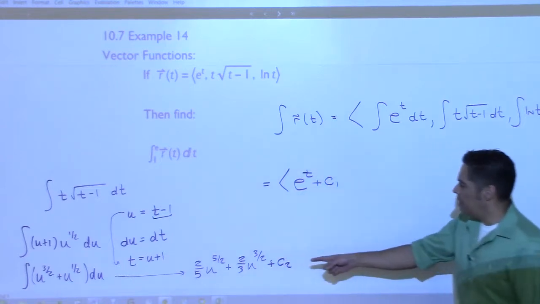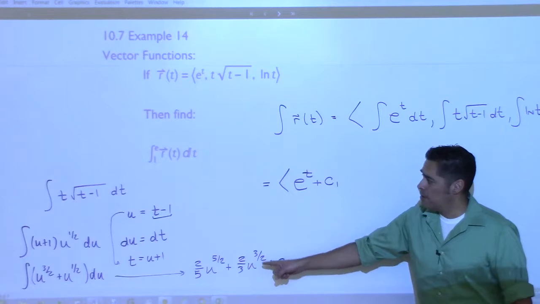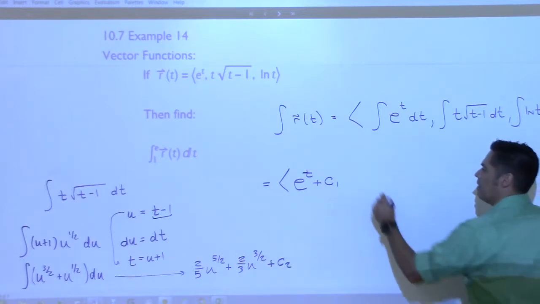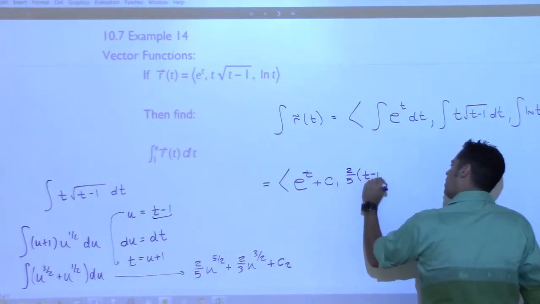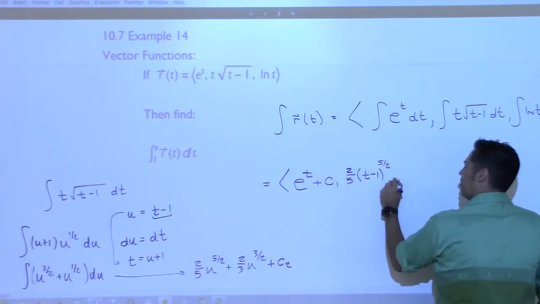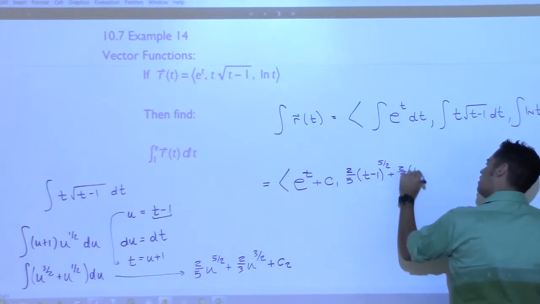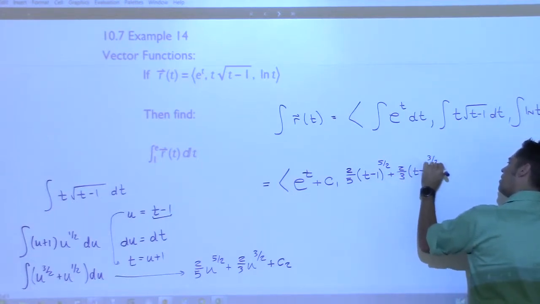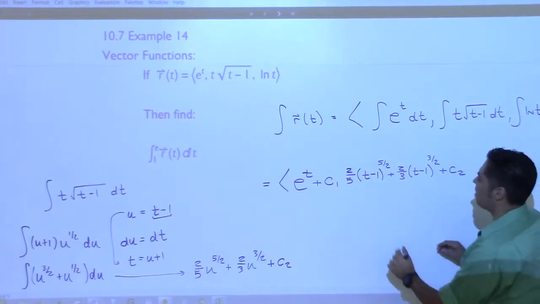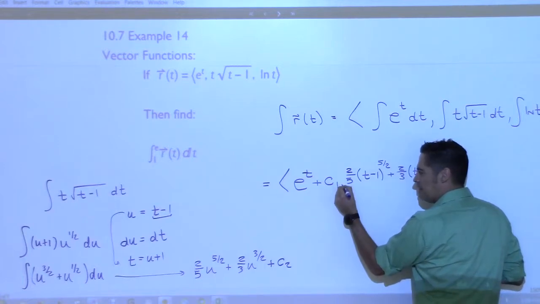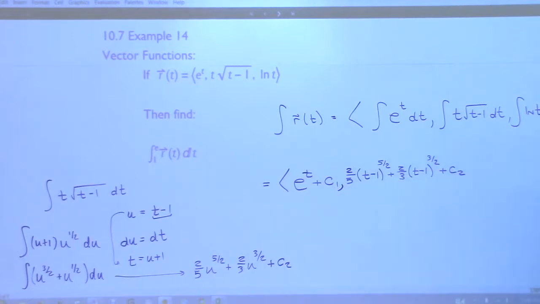And then we have to go and replace all our u's with t minus 1. So I'm going to start writing this out here. This is 2/5 (t minus 1) to the 5/2 plus 2/3 (t minus 1) to the 3/2 plus some second constant of integration. I did forget my comma. There's a comma right here, right? Okay, there's a comma there. I thought I had written it, but that was C1, not my comma. And then now another comma.